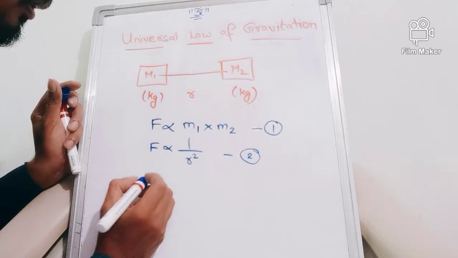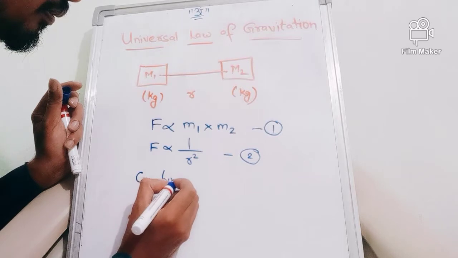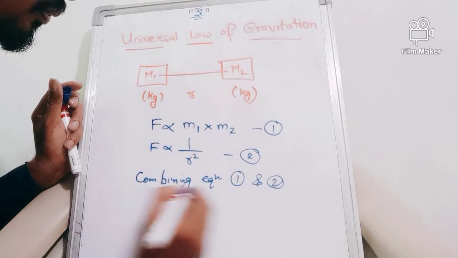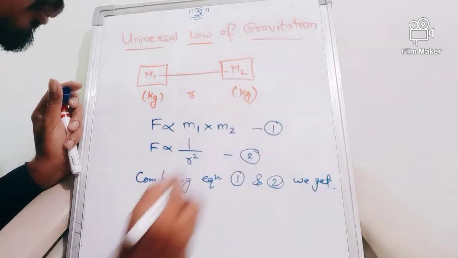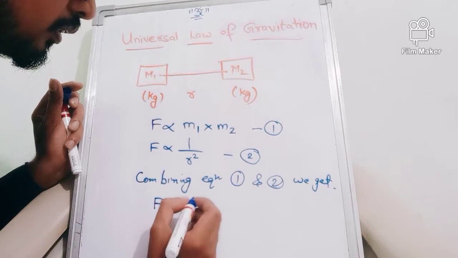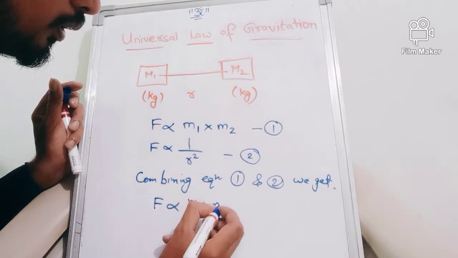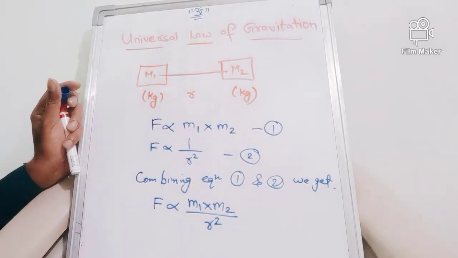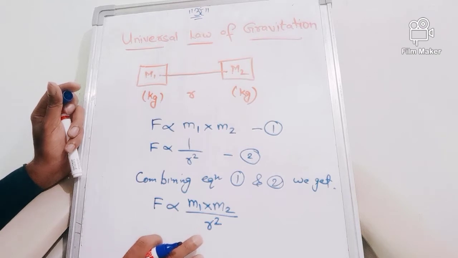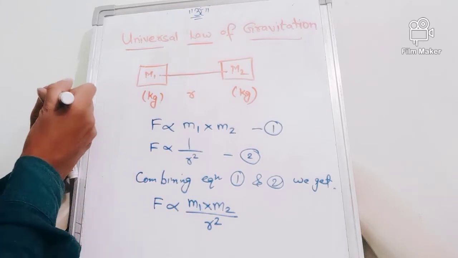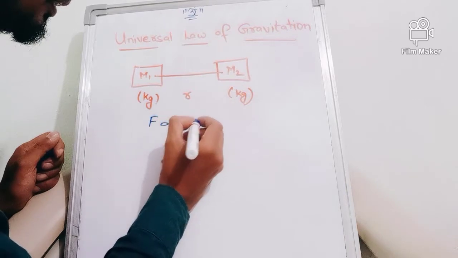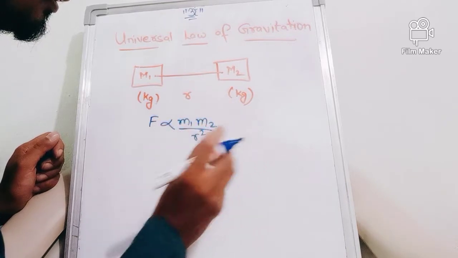Now combining equation 1 and 2, what do we get? Force is directly proportional to m1 into m2 upon r square. Okay, there should be no doubt till here. I hope you have understood till here. After combining equation 1 and 2 we get force is directly proportional to m1 m2 upon r square.